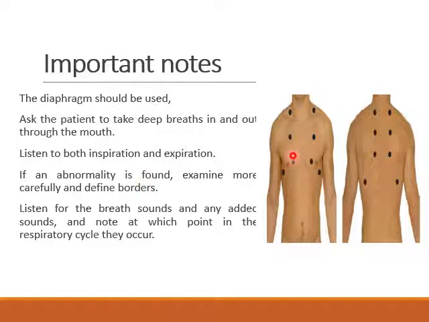If you find an abnormality, you have to define the area where you found it. For example, I found an abnormality in the right inframammary area, or here in the left infrascapular area. If you notice an added sound, you have to define whether you found it in inspiration, expiration, or both.